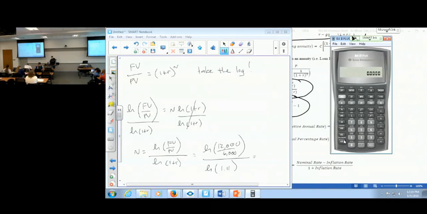If I'm using the BA II Plus, I'm going to go inside the parentheses in the numerator first. I'm going to do 12,000 divided by 6,000 equals, so it does that division for me. Then I've got an LN key right to the left of the 7 there. I can press LN, and it's going to take the natural log of that for me. So 0.6931. I'm going to store that on the 1 key to minimize rounding errors.